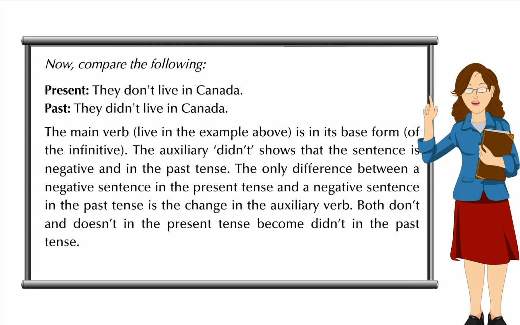The main verb, live in the example above, is in its base form of the infinitive. The auxiliary, didn't, shows that the sentence is negative and in the past tense. The only difference between a negative sentence in the present tense and a negative sentence in the past tense is the change in the auxiliary verb. Both don't and doesn't in the present tense become didn't in the past tense.